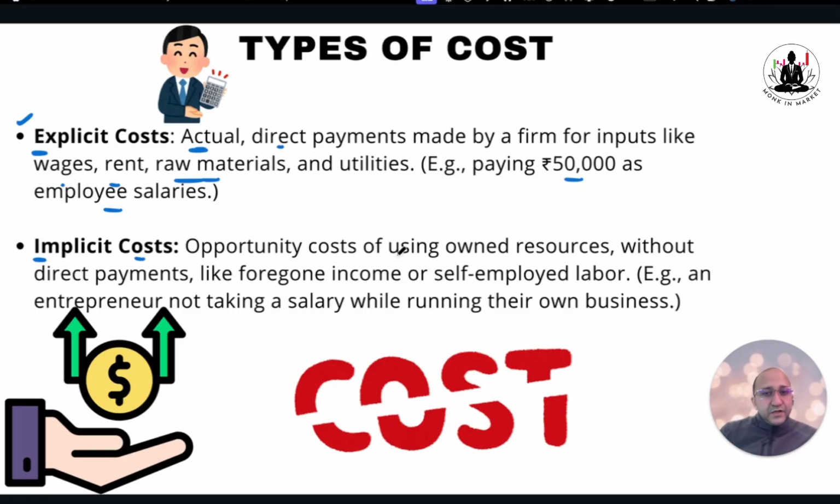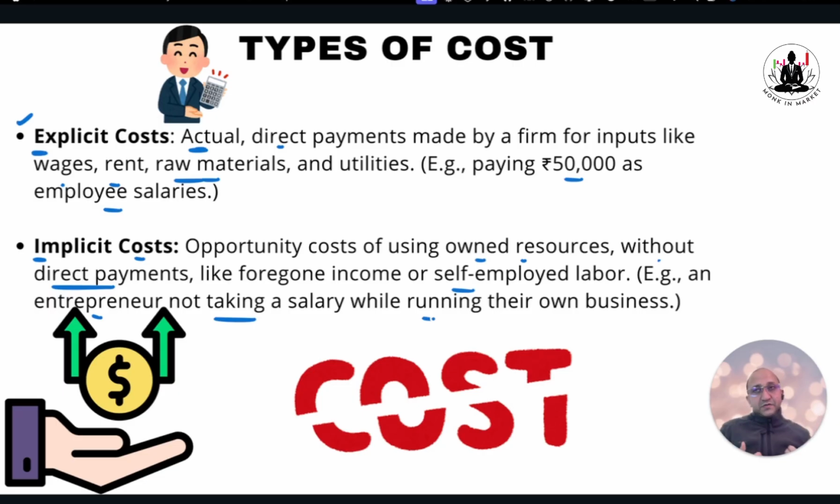These are the costs using owned resources which are already mine, right? You're not doing direct payments, but you will keep these costs in the back of your mind, and you will keep these costs in the accounting books as well. For example, self-employed labor, an entrepreneur not taking any salary, or you are running a business in your own building, in your own land. Again, that is your implicit cost. If your family member is helping you without taking any salary as an employee, again, that is implicit cost. You are not really paying that person any salary, but you have to keep that amount in the back of your mind: what if I would have taken these things on rent, or what if I would have really employed somebody.